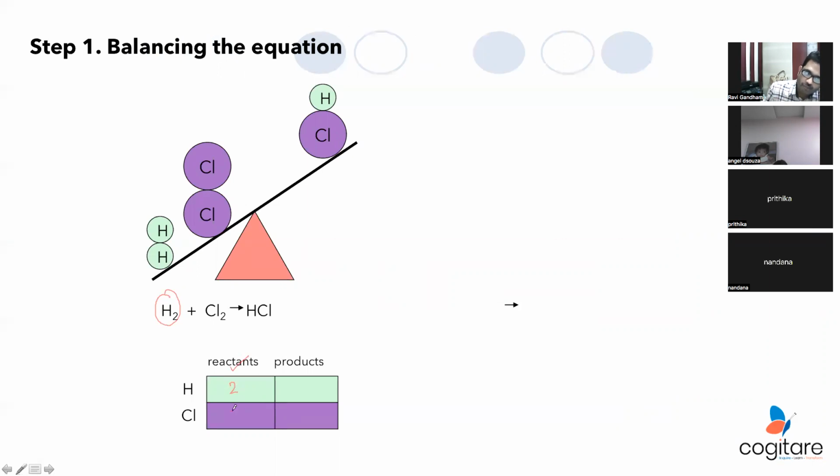And in the chlorine side, you have 2. But how many do you have here in the product side before balancing? 1. How many hydrogen do you have here? 1. And chlorine? Also 1. So now the simple thing that you'll have to do is you'll have to see that this should be containing 2 and this should be containing 2. Simple, right? Yes. So what do you do now?